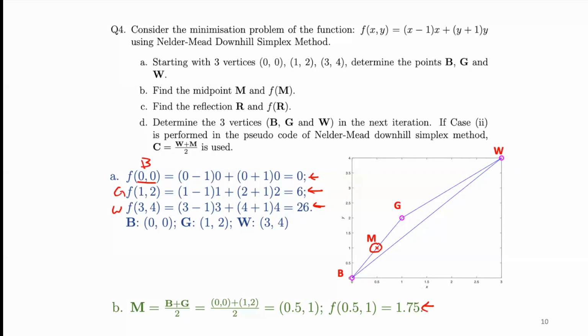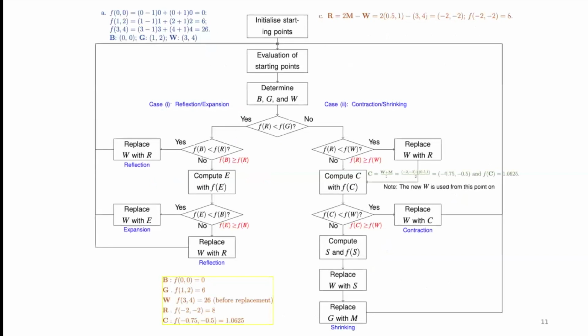Up to now, I hope that everyone can follow. If you cannot follow, just let me know. So we have the BGW and then find the midpoint. Based on the midpoint, we are going to find the refraction point. This is the diagram we have. Now we have the initial points, we have evaluated all the starting points, and now we have the BGW.